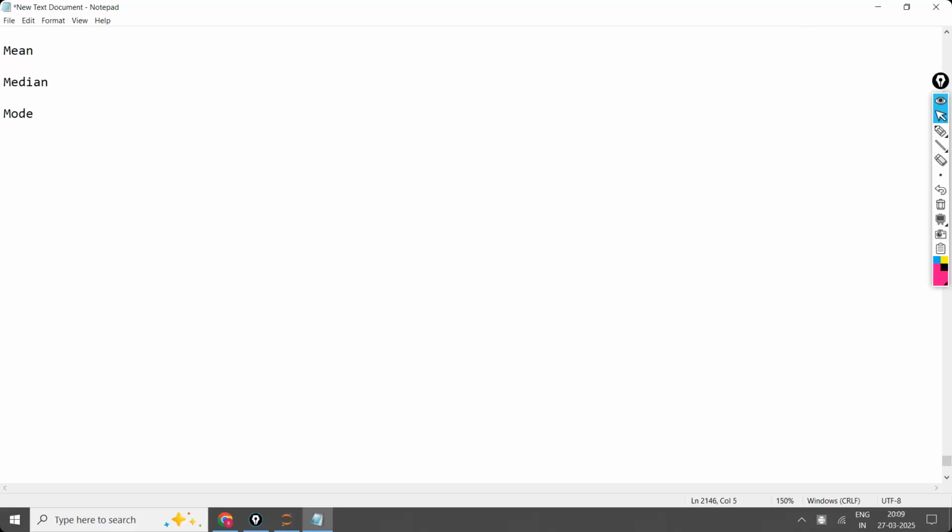Okay. So what are the measures we have completed till now? I'm writing all the measures discussed till now. The various measures are mean, median, mode, followed by minimum value, followed by maximum value, followed by range. Then after completing the range, I told you what is deviation.